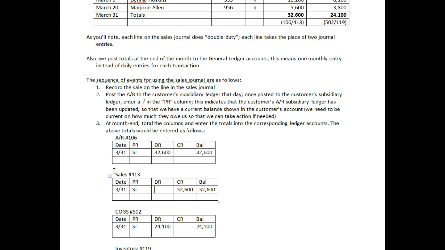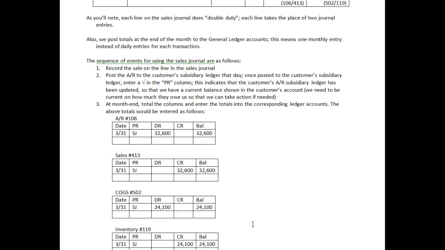So on forward to the sales account, we're going to credit 32,600 to sales. Again, date 3/31, posting reference sales journal. Credit of 32,600, and the normal balance for a revenue account is a credit. So our balance in sales would be 32,600. Let's go on to COGS. So COGS is account 502, similar format, date 3/31, posting reference from the sales journal. The debit of 24,100 goes into COGS, and we've got a balance of 24,100.